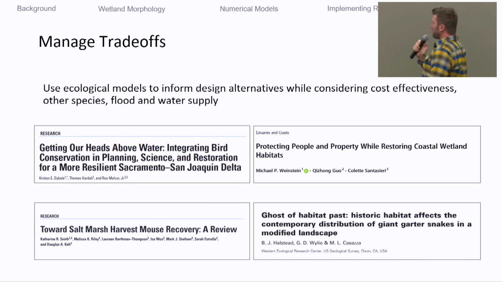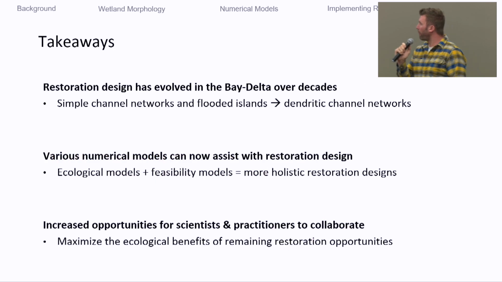And ultimately, we think that can help to sort of manage the many trade-offs that are above and beyond what our models are capable of assessing, but perhaps they can get us closer to something that is more considerate of these different things.